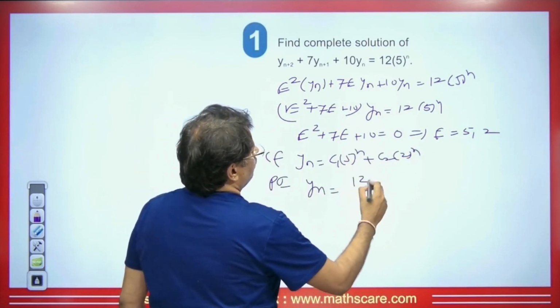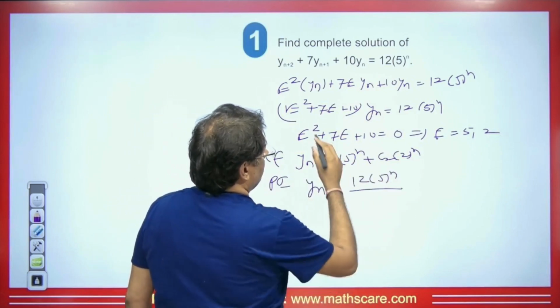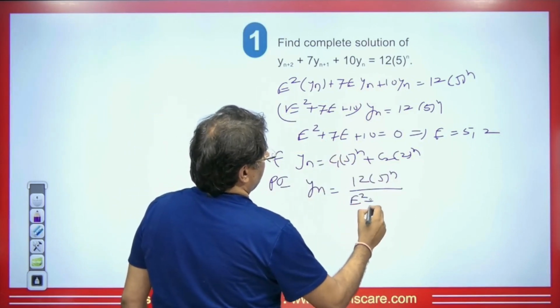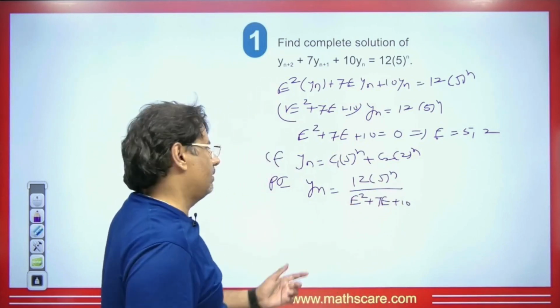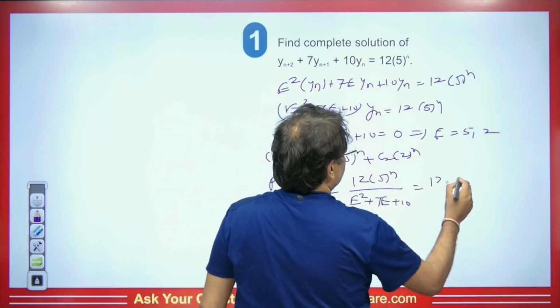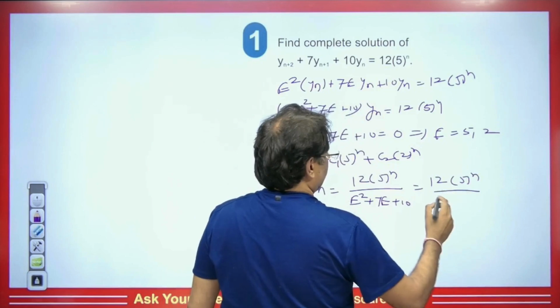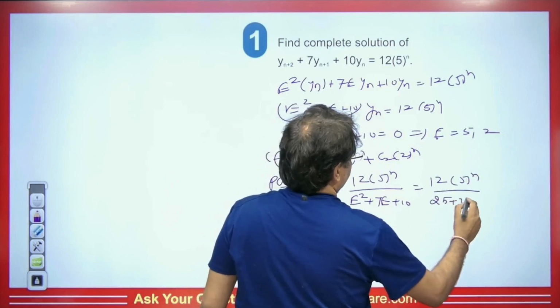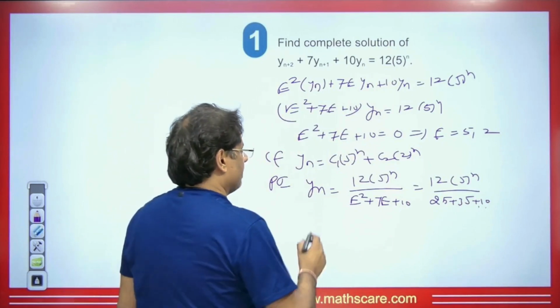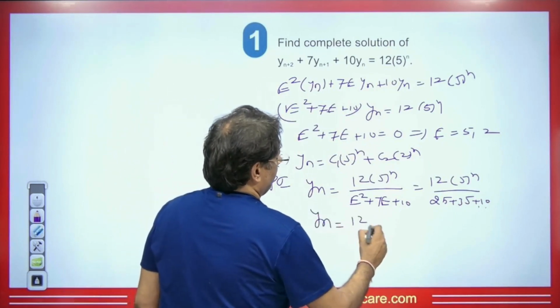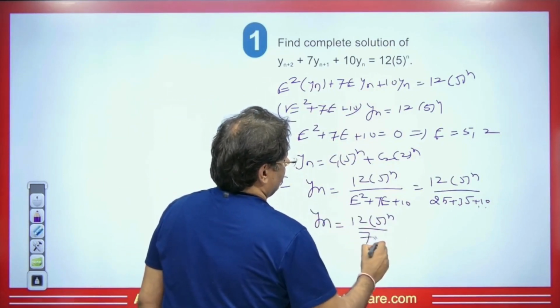So y_n is equal to 12 times 5 to the power n upon E square plus 7E plus 10. Wherever there is E, replace it with 5. This is like the concept of e to the power x. If we put this, it will be 25 plus 5 into 7, that's 35. So here we will get 60 and 10, that is 70. Here this will be y_n is equal to 12 into 5 to the power n upon 70.